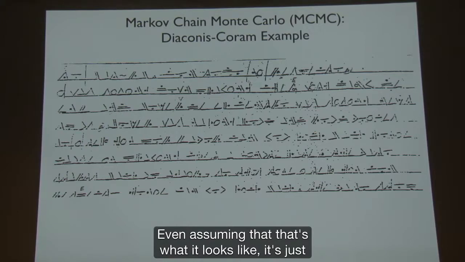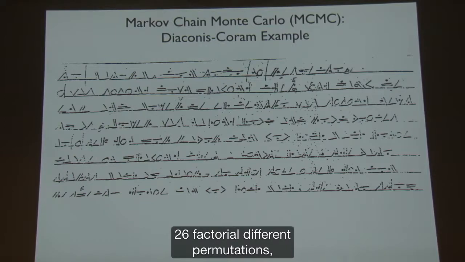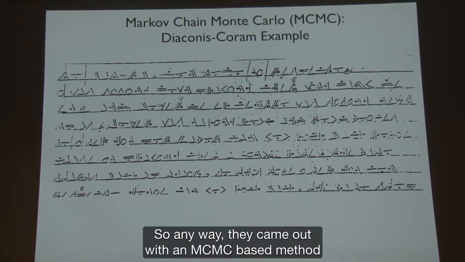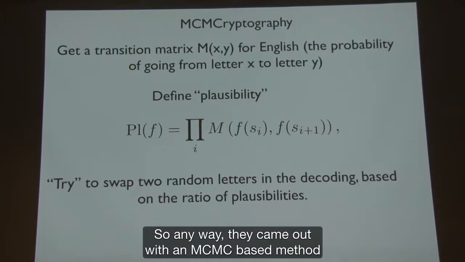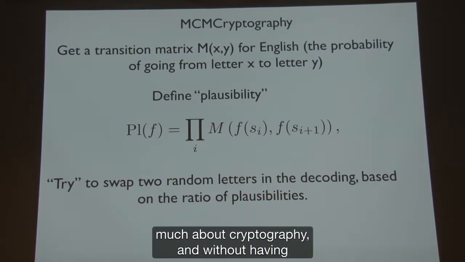Even assuming that what it looks like is just a simple cipher like that, suppose there's 26 symbols here and 26 letters from A to Z. There's 26 factorial different permutations. So 26 factorial ways to match those things up. So anyway, they came out with an MCMC-based method to try to break the code without having to actually know much about cryptography and without having to do a lot of work trying different things.